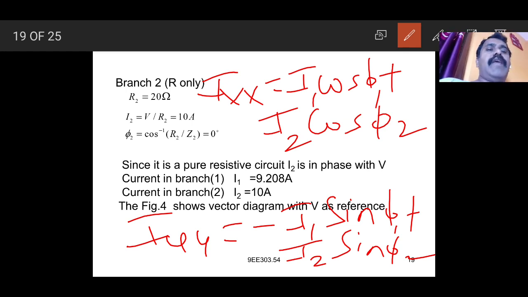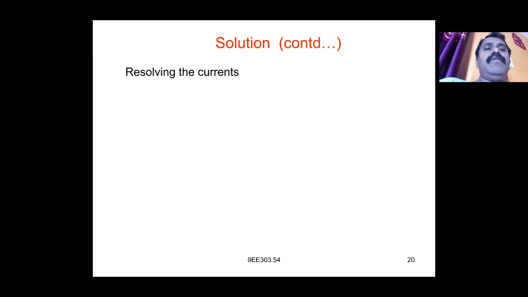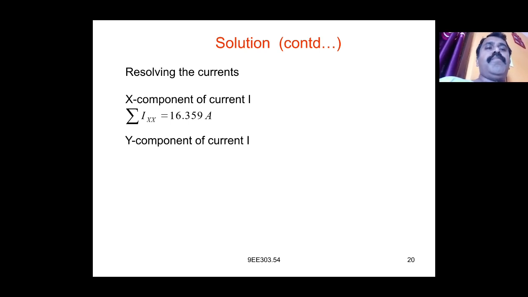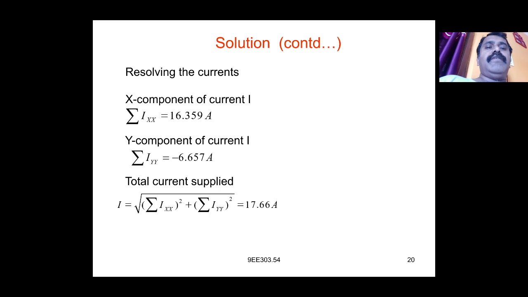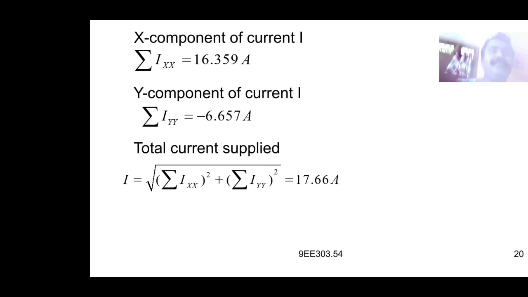So after getting the IXX and IYY, we can find the power factor. So resolving the currents, the x components of I, that is after solving sigma Ixx, we get 16.359 amperes. Y component of current I, that is sigma Iyy, is equal to minus 6.57 amperes. So that is the total current supplied, which is I is equal to under root of Ixx square plus Iyy square. So I is equal to 17.66 amperes.